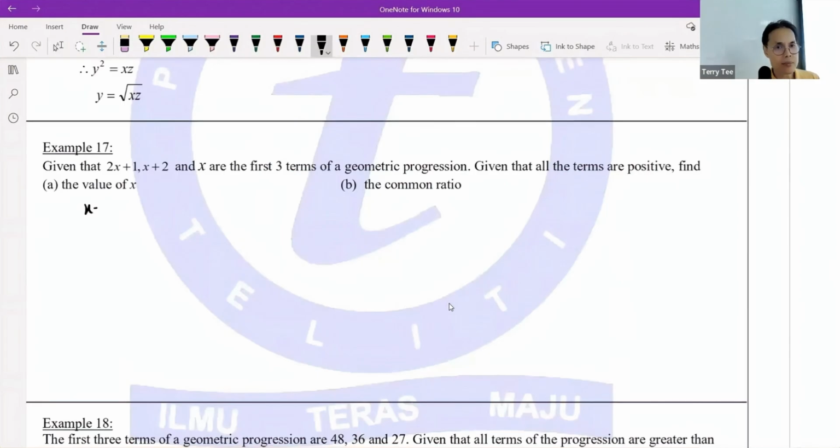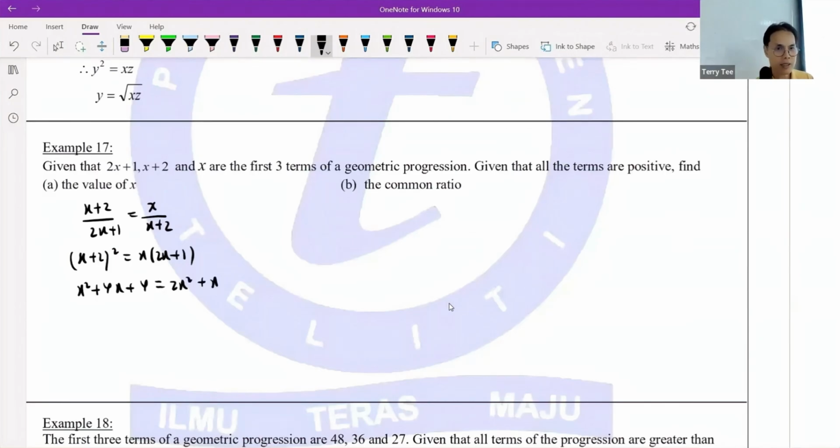Like in this case, your T2 is x plus 2 and your T1 is 2x plus 1. The ratio is the same as T3 divided by T2. I'm going to cross multiply: x plus 2 squared equals x times 2x plus 1. Expand this: x squared plus 4x plus 4 equals 2x squared plus x. Simplify further by bringing everything to the right-hand side: x squared minus 3x minus 4 equals 0. Can we factorize? Factors of 4 that differ by 1 give x equals minus 1 and 4.